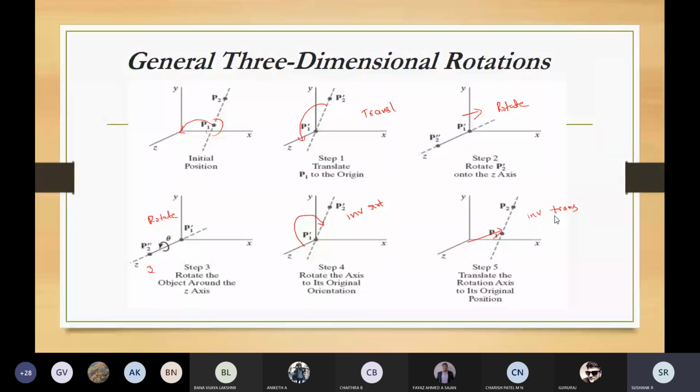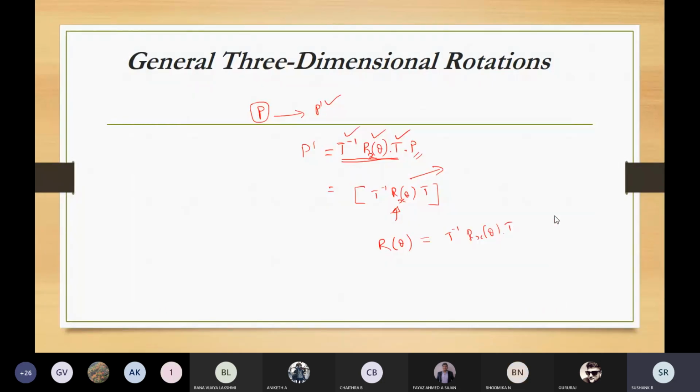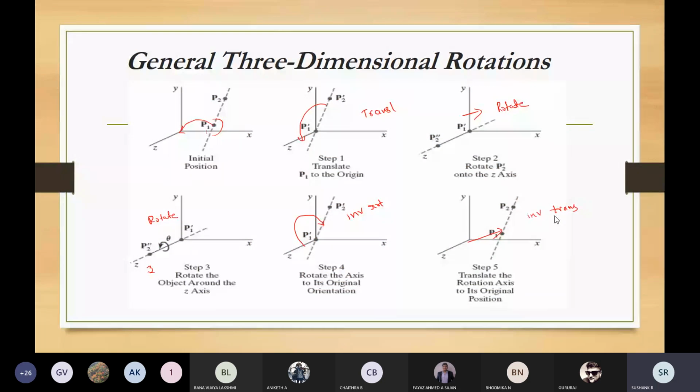In the previous case, where the axis was coinciding with one of the coordinate axes, we had only three operations: translation, rotation, inverse translation. But here we are adding two more extra steps. First, we bring the object so that the rotation axis passes through the coordinate origin. Then we rotate so that the axis of rotation coincides with the coordinate axis. Then we perform the rotation around the specified axis. Then the inverse rotation and the inverse translation. So previously we performed the rotation in 3 steps, but we are taking 5 steps here.